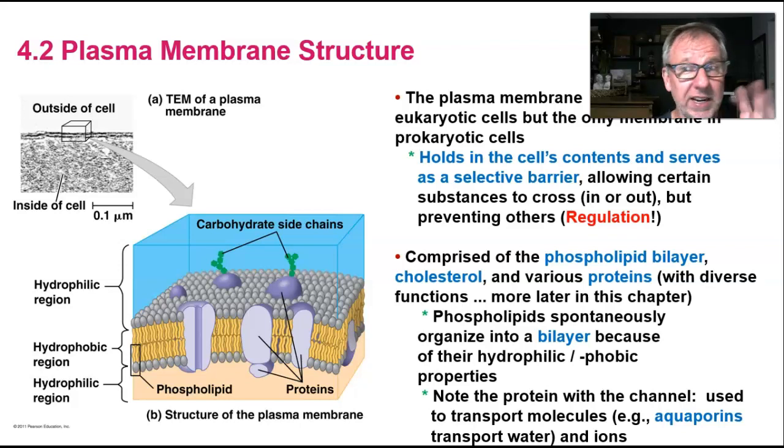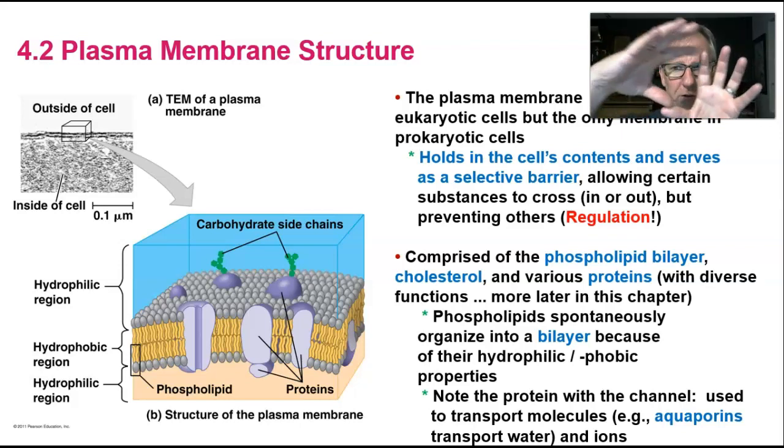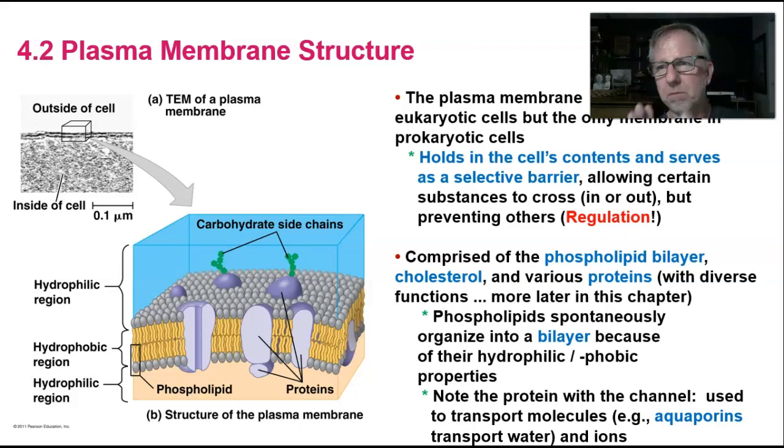So you should really get to know the plasma membrane. You should really try to understand it. The plasma membrane is one of many kinds of membranes in eukaryotic cells, and you'll see what I'm talking about in the next section. It's the only kind of membrane that prokaryotic cells have. But as you've already heard, the plasma membrane forms the outer boundary of all cells. It holds in the contents of the cell.